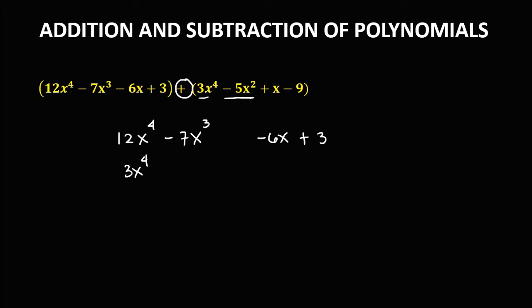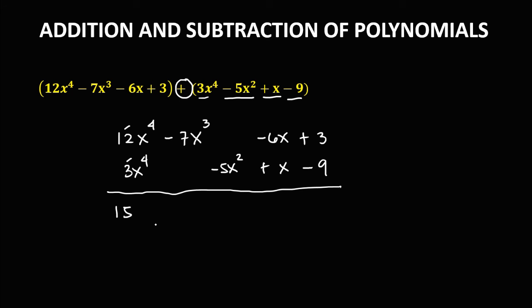Then this negative 5x squared. So this one is negative 5x squared. Then this positive x aligned to negative x. So plus x. Then this negative 9, aligned to positive 3. Then simplify. So we have this positive 12 plus 3. This one is 15. Then bring down x to the power 4.